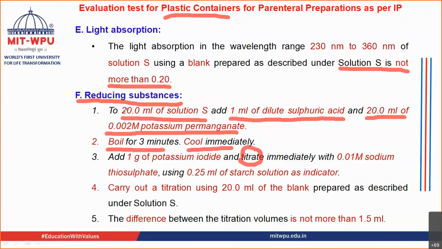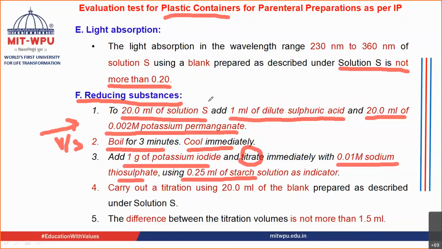You have added sulfuric acid and potassium permanganate to solution S. This solution, you are going to titrate against your next solution that is prepared by adding 1 gram of potassium iodide to near about 0.01 molar sodium thiosulfate, and the indicator that you are going to use is starch. Okay, that is the iodometric titration you carried out.